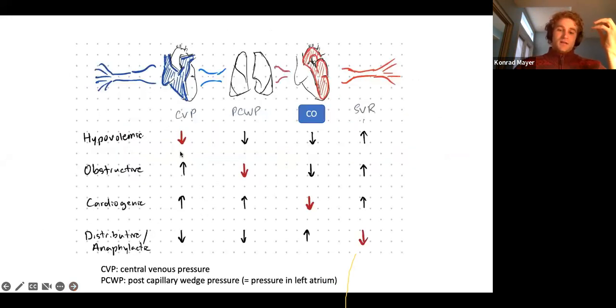This is a diagram that just shows you the difference of all these different stations in the system depending on the form of shock you are in. And right here I put the abbreviation central venous pressure, pulmonary capillary wedge pressure, which is the pressure in the left atrium. Depending on the type of shock the patient is in, you can see how the other systems should react in general. This is basically just a summary of all the slides we've already gone through for the individual shock forms.